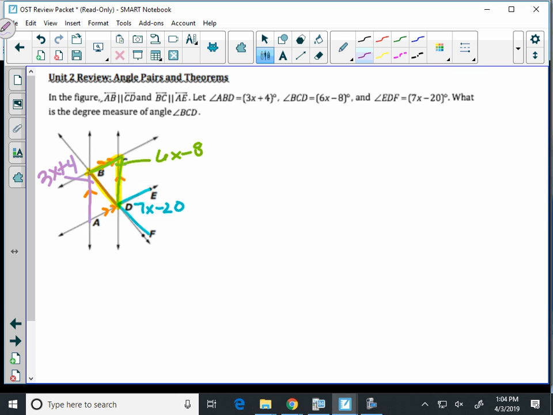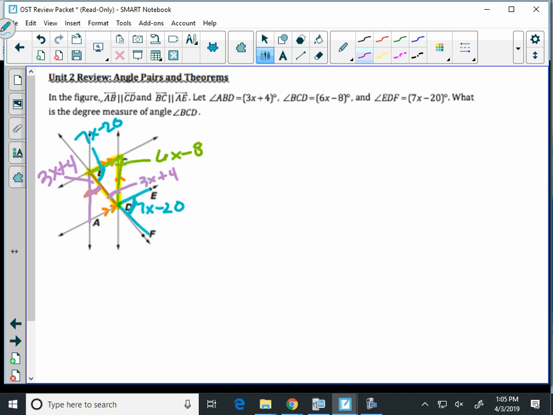So if we can get all three of these angles inside that triangle, that might help us solve this problem. To get my purple angle, 3x plus 4, in the triangle, I notice that here's its alternate interior angle. So if this angle right here is 3x plus 4, then its alternate interior angle is going to be 3x plus 4. I notice that this angle and this angle are the same because they're corresponding. So the bottom angle is 7x minus 20. This top angle is going to be 7x minus 20 because corresponding angles are the same.